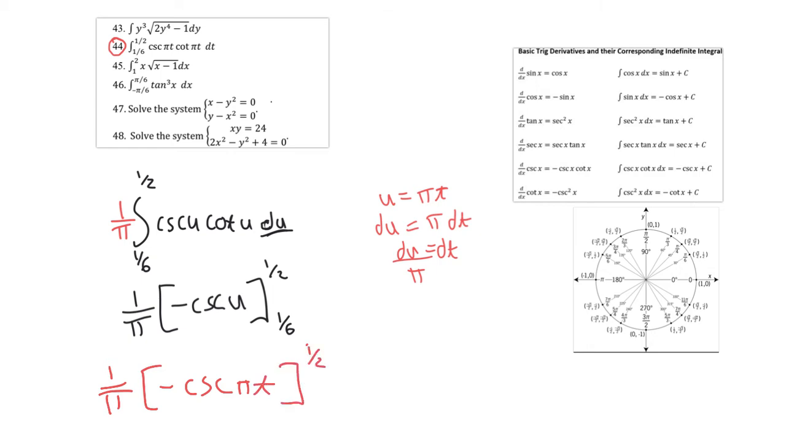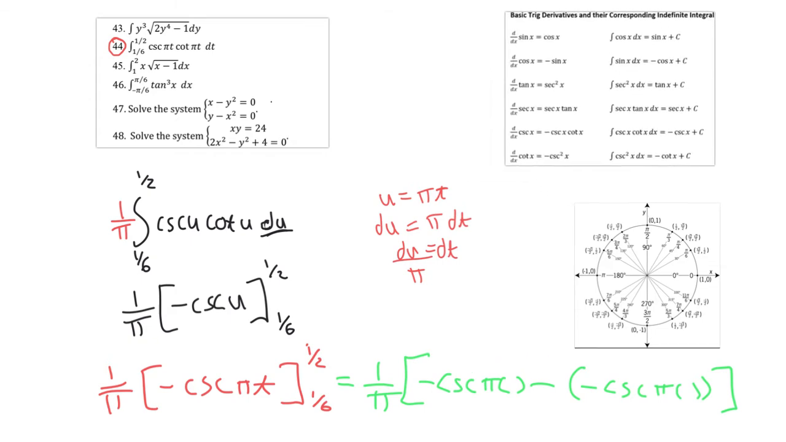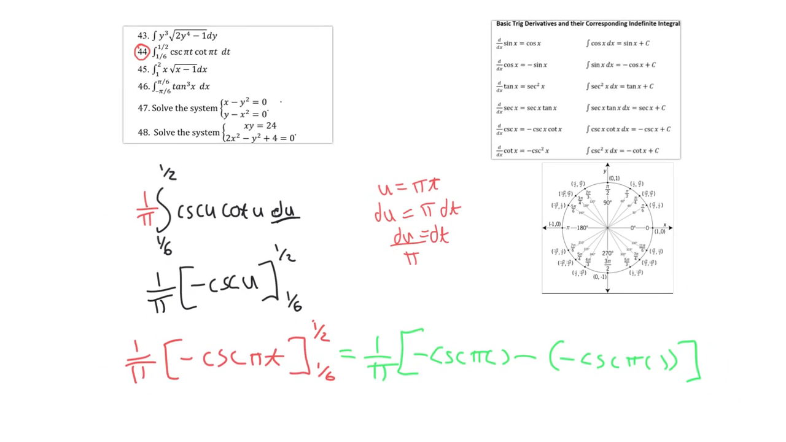And really, this is what we're dealing with, right? If we were to go further with it, it would be 1 over pi, negative cosecant pi times something minus negative cosecant pi times something. Okay, so kind of complicated. You do have to stay relatively organized with regards to what those somethings are. We're going to have 1/2 and 1/6.